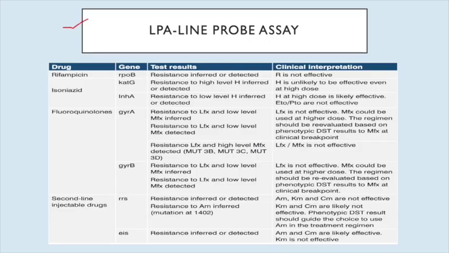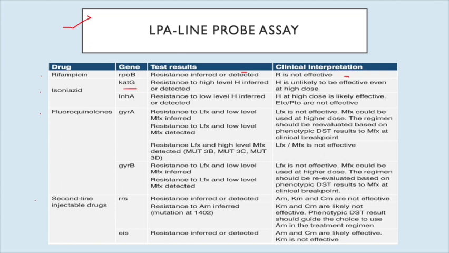Line probe assay is one of the most frequently utilized tests, which can give us information on both first line drugs as well as second line drugs. This is easily available. Most labs are doing this test, and you can have results on rifampicin, INH, fluoroquinolones, and second line drugs as well. If the test says that rpoB resistance is detected, it means rifampicin is not going to work. If the test mentions a katG mutation, then INH is not going to work even at a high dose.